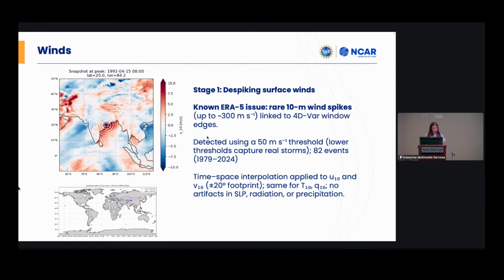Here I'm showing an example where sometimes we have this peak in the wind speed over the land, but it still has a ripple-like structure that spreads into the ocean. So we want to correct for it. To do it, we applied a time-space interpolation to U and V winds with a plus minus 20 degrees footprint. We checked other fields as well, and we did the same for the temperature and humidity. However, surprisingly, we didn't see any artifacts in sea level pressure, as well as radiation and precipitation.